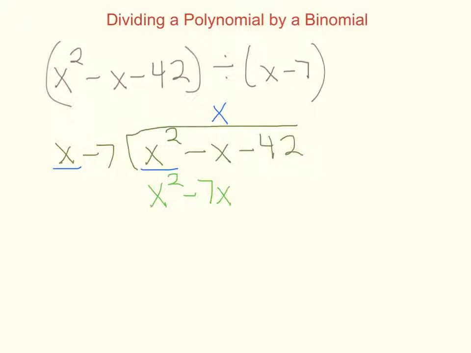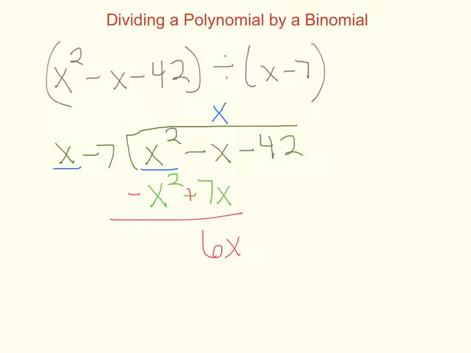After you multiply in a long division problem, you subtract, which also means add the opposite. So we're going to do the opposite of each of these, and then just add. So the x squareds cancel, and you get 6x.